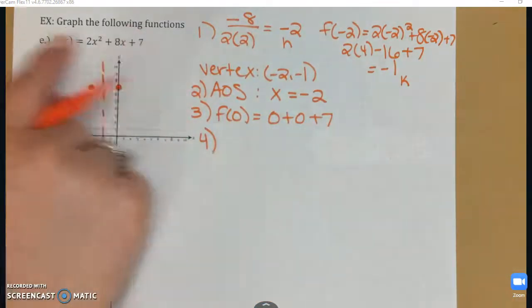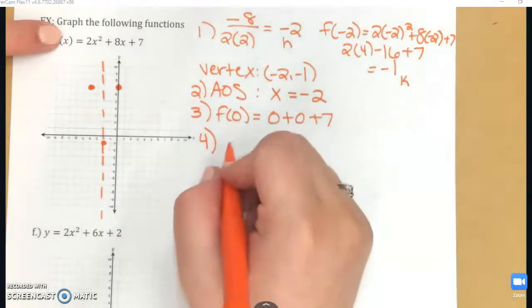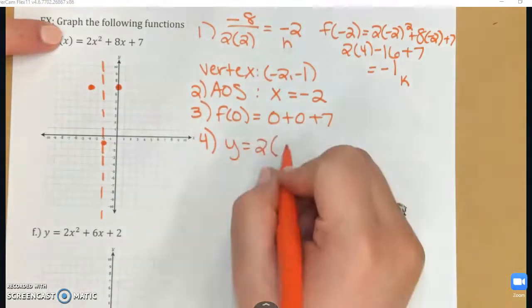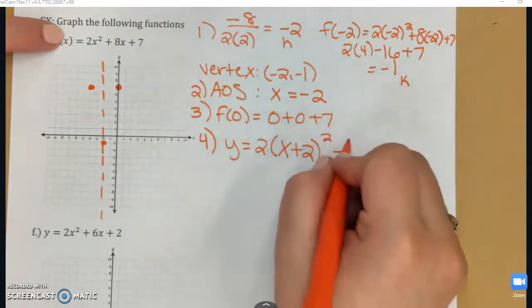So I have to set my equation equal to 0 and solve for x. Now, this is going to be easier to do if my equation is in vertex form. So let's do that first. y is equal to 2 times (x + 2)², because minus a negative becomes positive, minus 1.